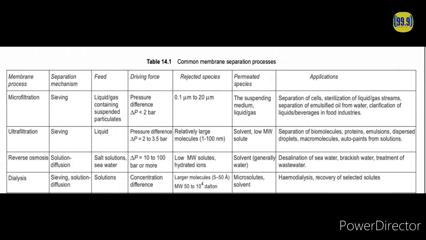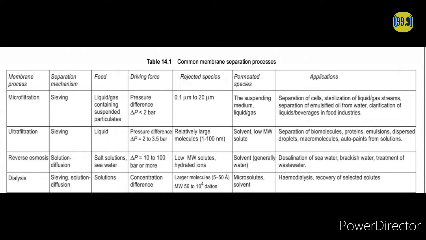Okay, the second one is ultrafiltration. Separation mechanism is sieve, feed is liquid, driving force is pressure difference, delta P equal to 2 to 3.5 bar, and rejected species is relatively large molecules of 1 to 100 nanometer. Permeate species is solvent and low MW solute, and its application is separation of biomolecules, protein, emulsion, dispersed droplets, and macromolecules from the solution.